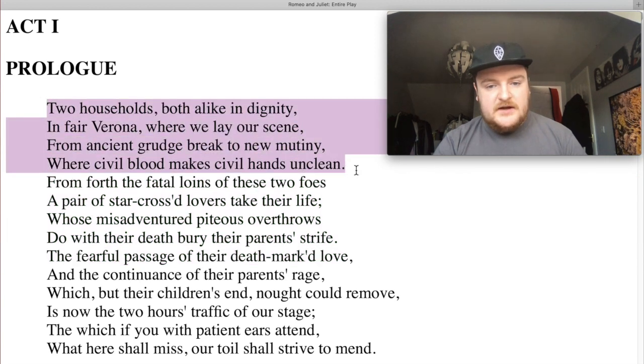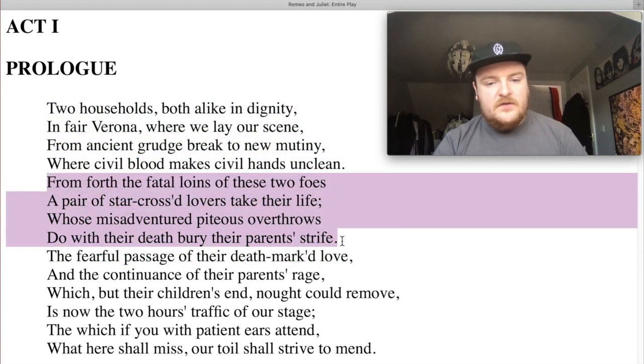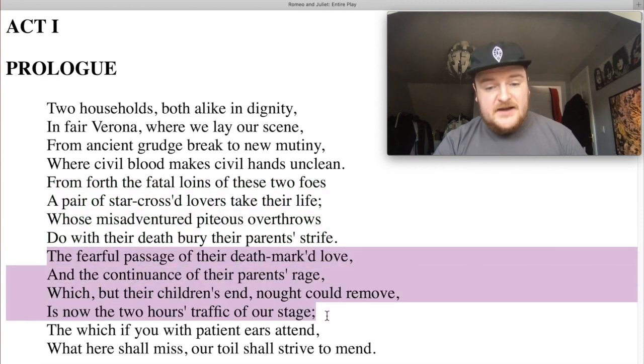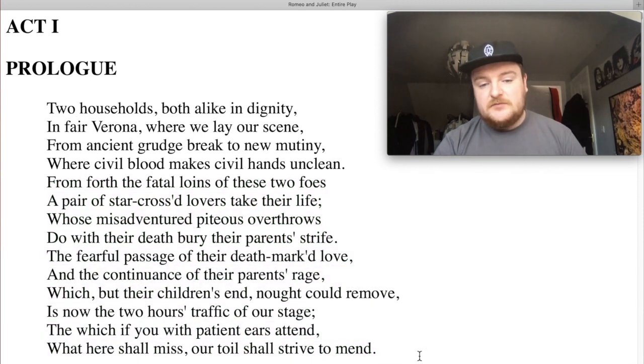One there, one quatrain, and then one rhyming couplet at the end as well.